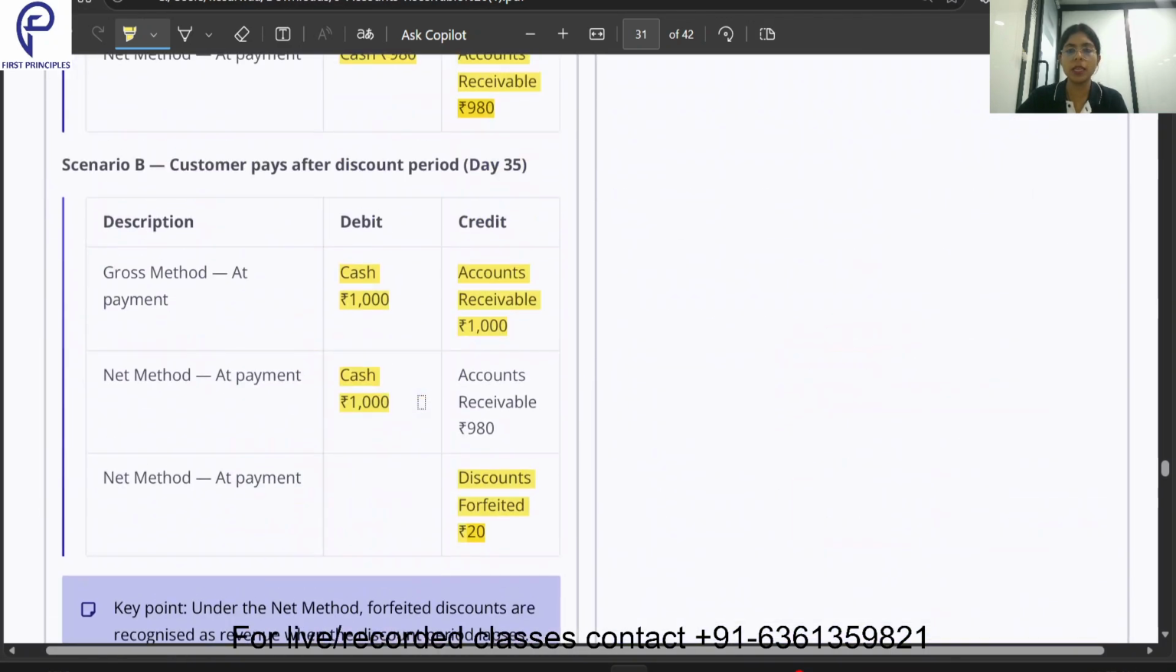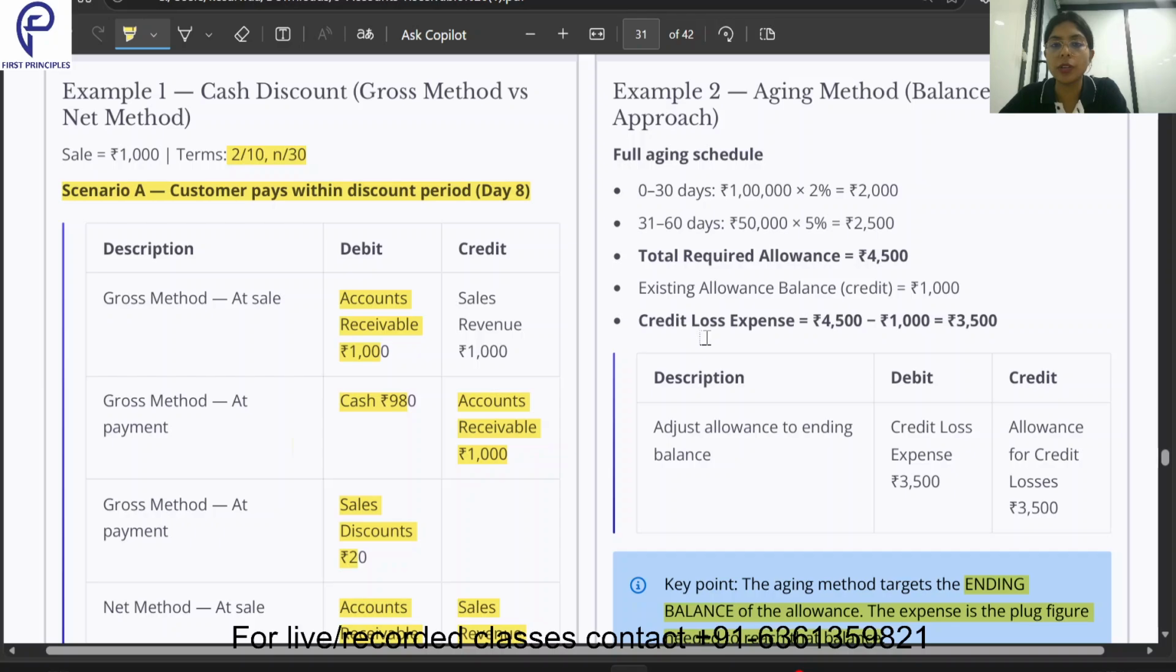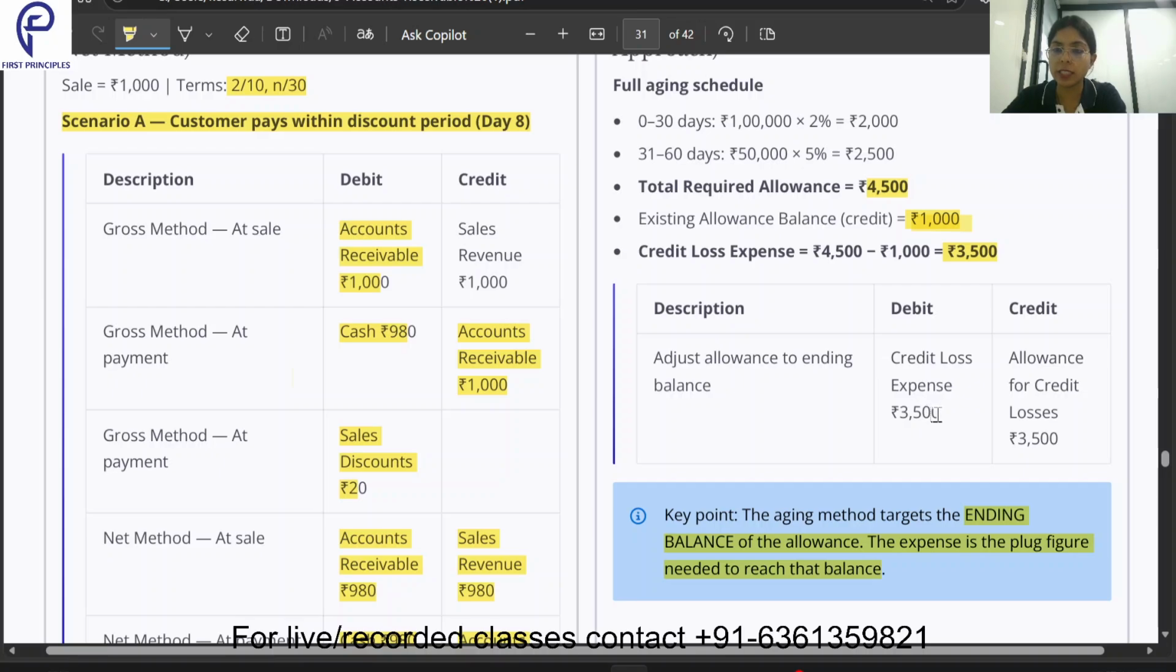Now, coming to example number 2. Example number 2 is about the aging method. In the aging method, the aging schedule will be given, and we need to calculate the total required allowance, and the existing allowance is already given to us. So what will be my credit loss expense? From the required allowance, I will reduce the existing allowance, and the balance will be my adjusted allowance that needs to be created. So we will debit the credit loss expense and credit the allowance for credit loss.